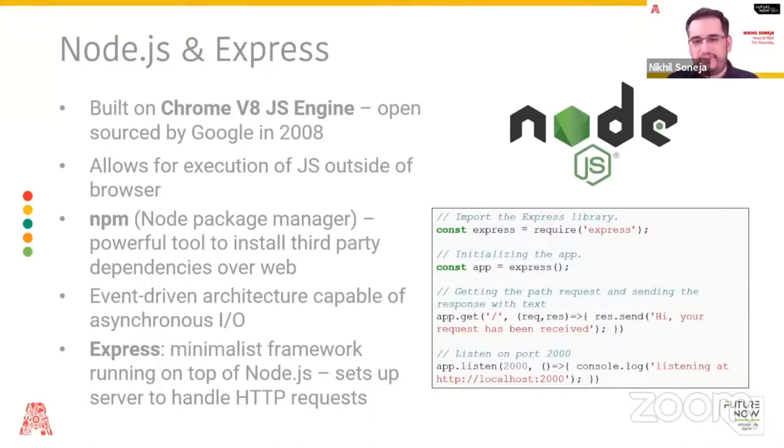So you can set up events. As you can see, when you set up a port listening for something, it's not going to block all the other threads. So it's very efficient and very effective to work with, and it responds to events. Express is particularly great for working with Node because it's a minimalist framework that's developed on top of Node.js.